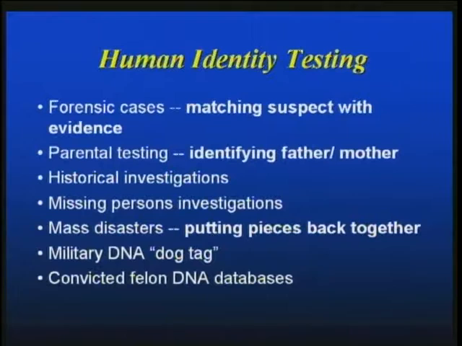There's missing persons investigations. This is usually in the case of kidnappings of children, where once the children grow up and they start looking for their birth parents, this is the testing that's performed now to try and reunite families. Mass disasters, one example would be 9/11, where about 3,000 people perished. But there's 20,000 pieces of human remains at the scene. And so not only is there an attempt made to identify these human remains, but also an attempt to actually put the pieces back together.